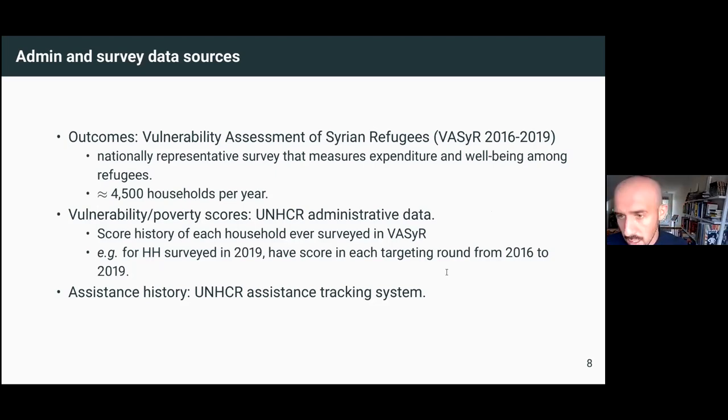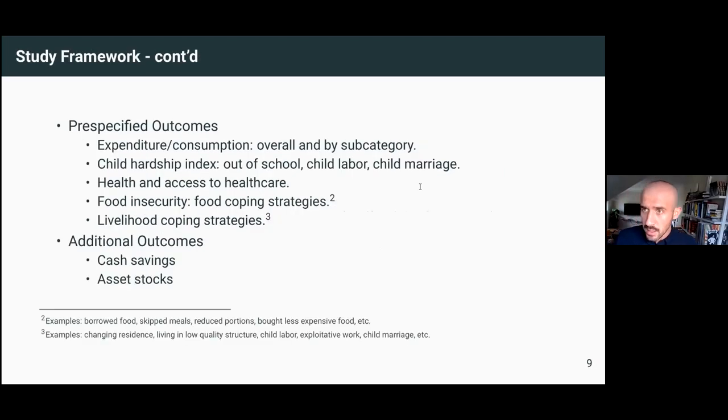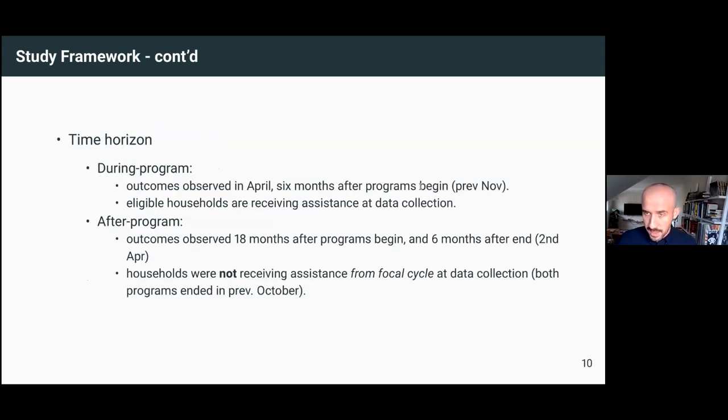3 years in Lebanon. So we look at consumption, we look at child well-being, we look at health outcomes, we look at food insecurity and livelihood coping strategies. We also look at cash savings and asset accumulation to be able to observe, to the extent that we can, the saving behavior.